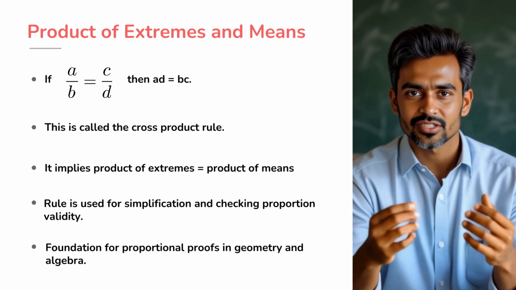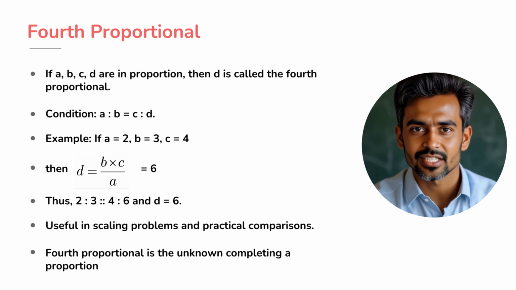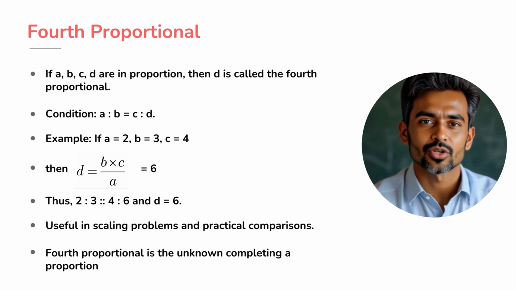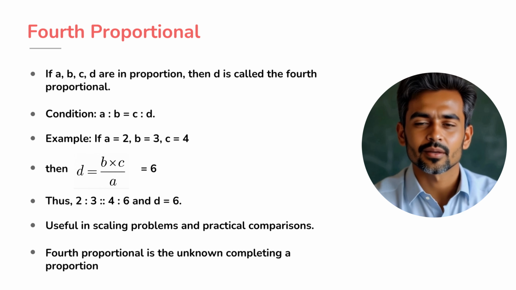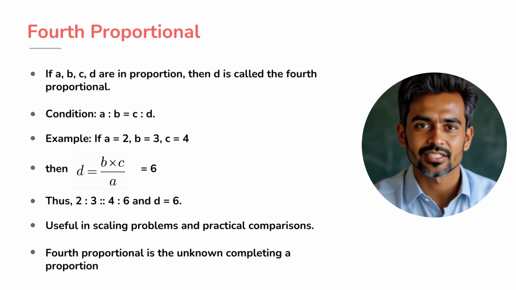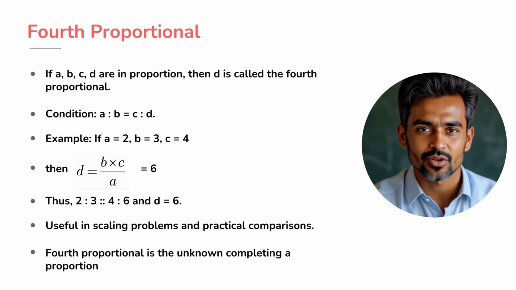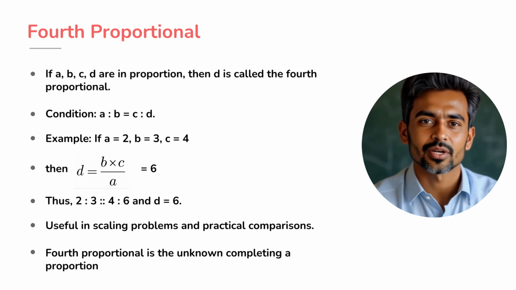When four numbers are in proportion, the last number is called the fourth proportional. If a : b :: c : d, then d is the fourth proportional to a, b, and c. For example, if a equals 2, b equals 3, and c equals 4, then d is found by multiplying b and c and dividing by a. That is, d equals 3 times 4 divided by 2, which equals 6. So we get 2, 3, 4, 6. This concept is used in scaling models, construction drawings, and even in map ratios.